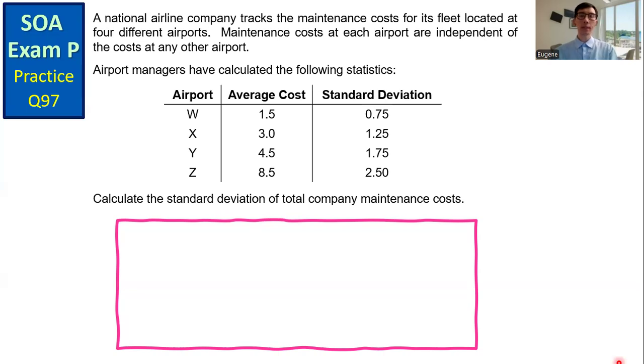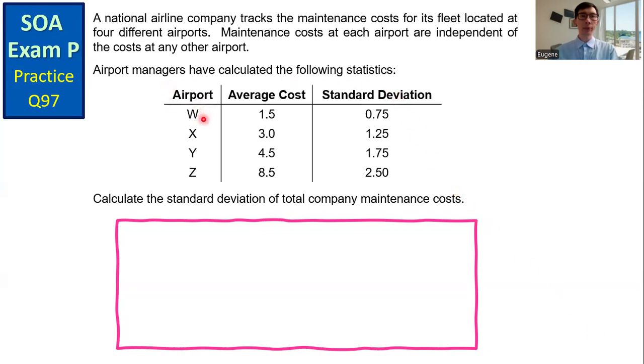SOA XMP practice question 97. A national airline company tracks the maintenance cost for its fleet located at 4 different airports. Maintenance costs at each airport are independent of the cost at any other airport. Airport managers have calculated the following statistics.